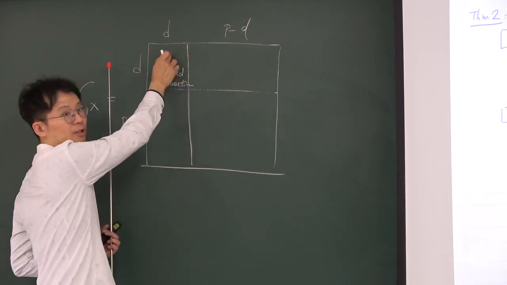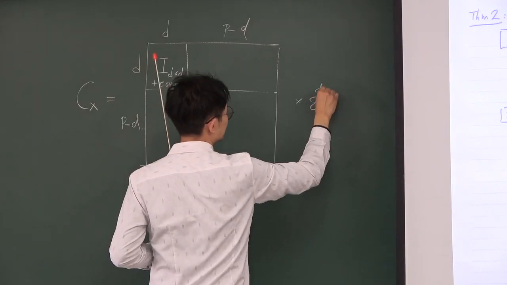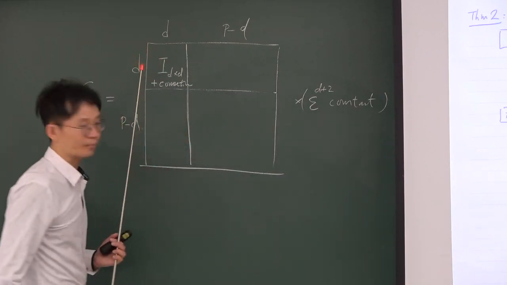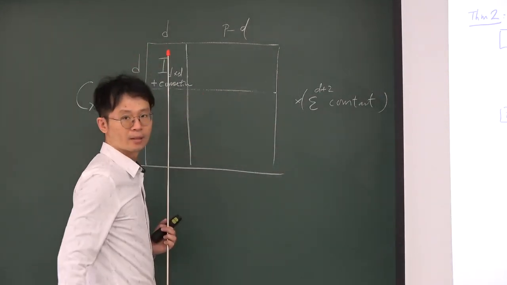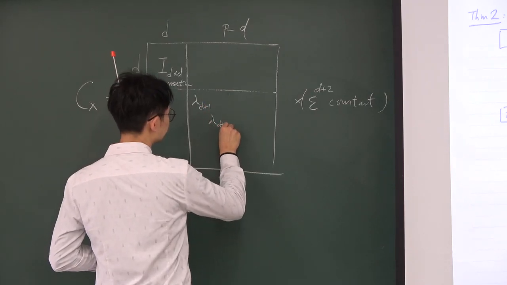But that is a higher order term, and you have some constant for sure. This is epsilon D plus Q constant. Okay, but what about here? All the eigenvalues starting from D plus 1, D plus 2.